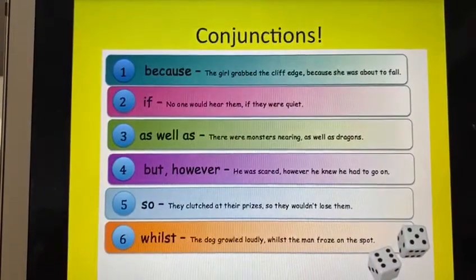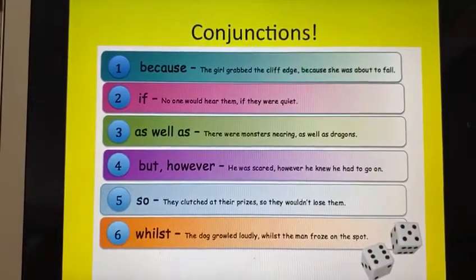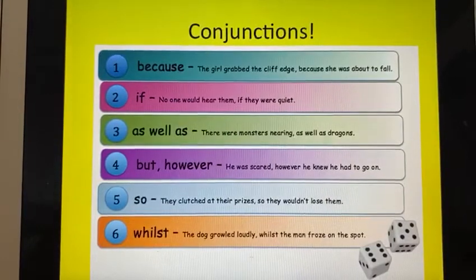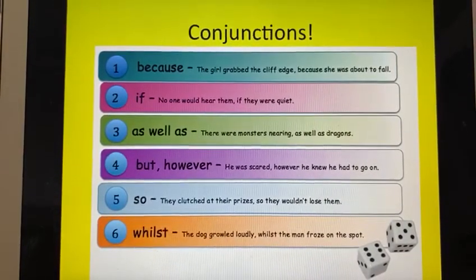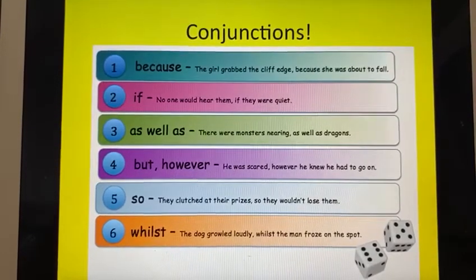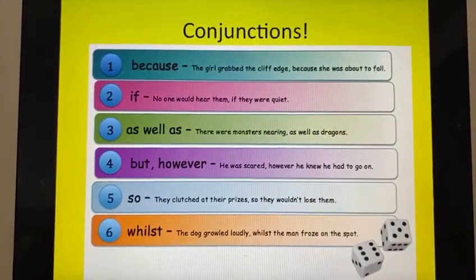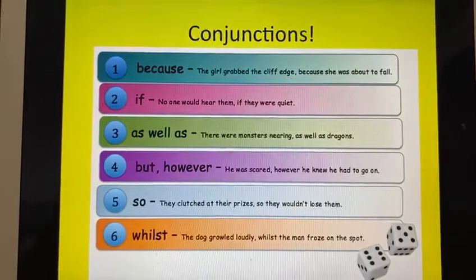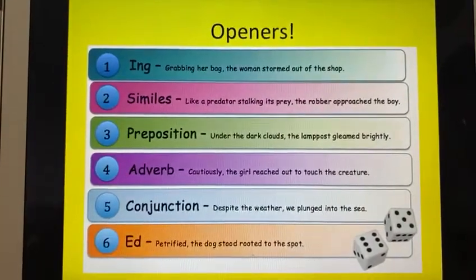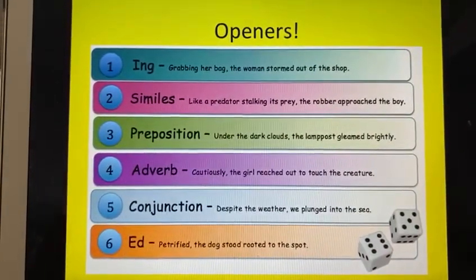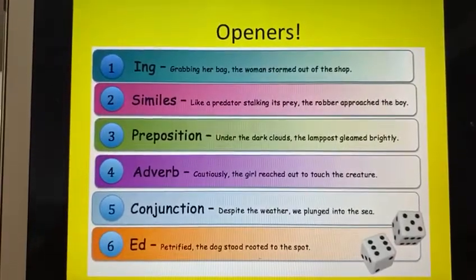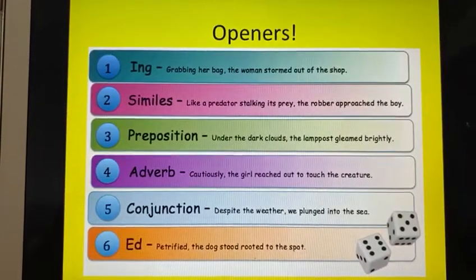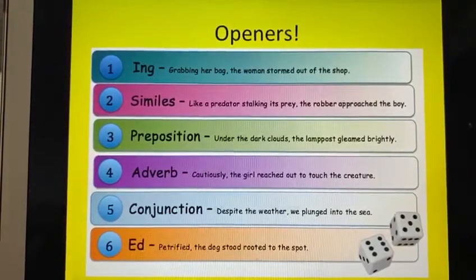The second game is the conjunctions game. So each number represents a different conjunction. So you would roll the dice and whichever number you land on, for example, if I land on number 3, I would then have to use the conjunction as well as. This openers game is exactly the same as conjunctions, but instead of focusing on conjunctions, you're focusing on different openers. So you've got your I space openers there, represented by each number on the dice.